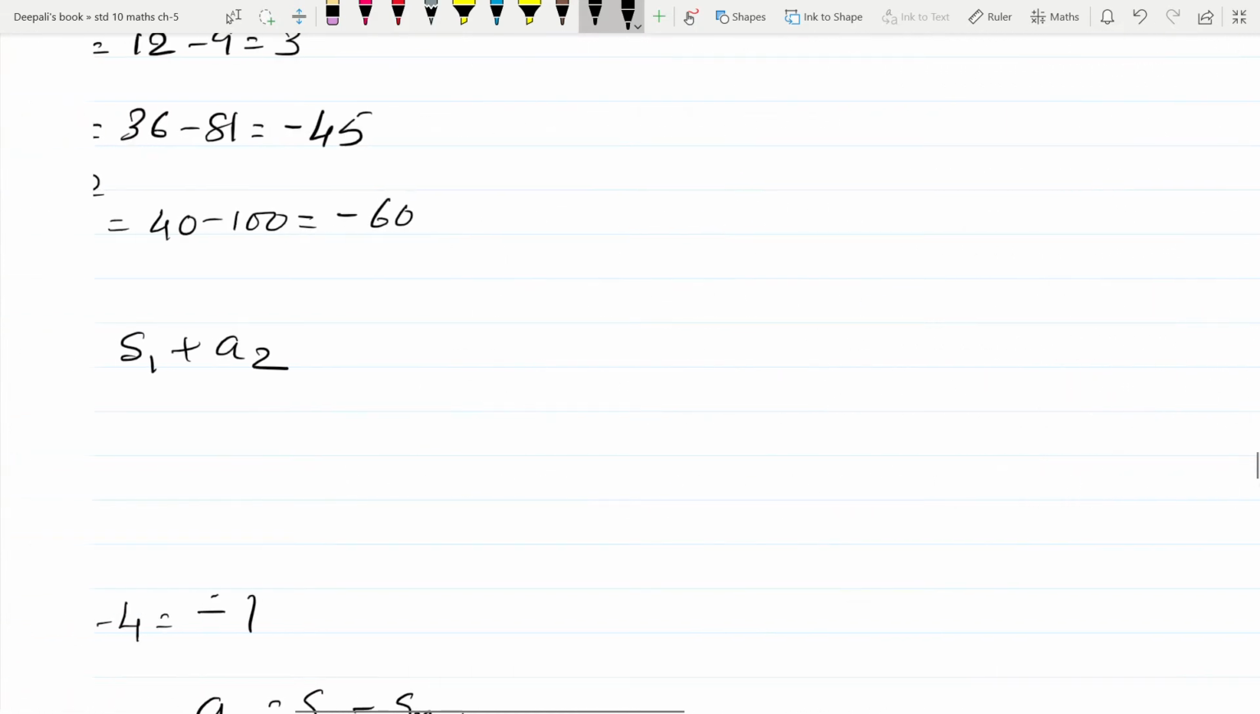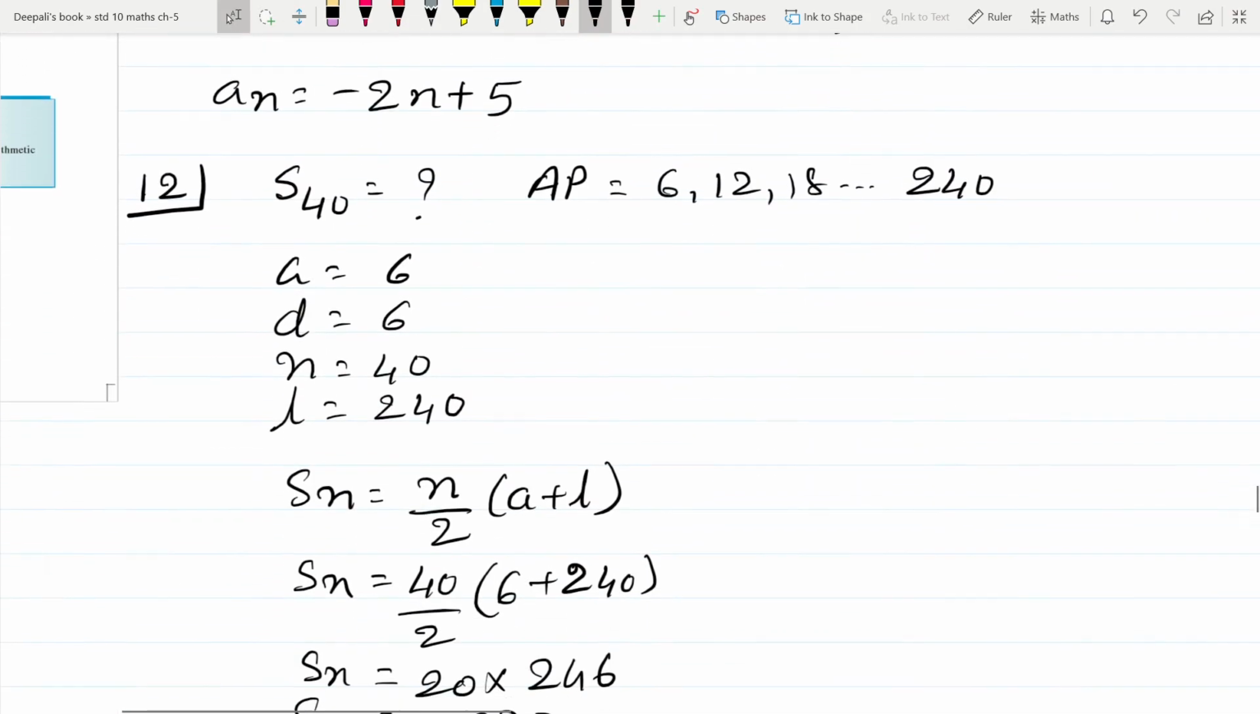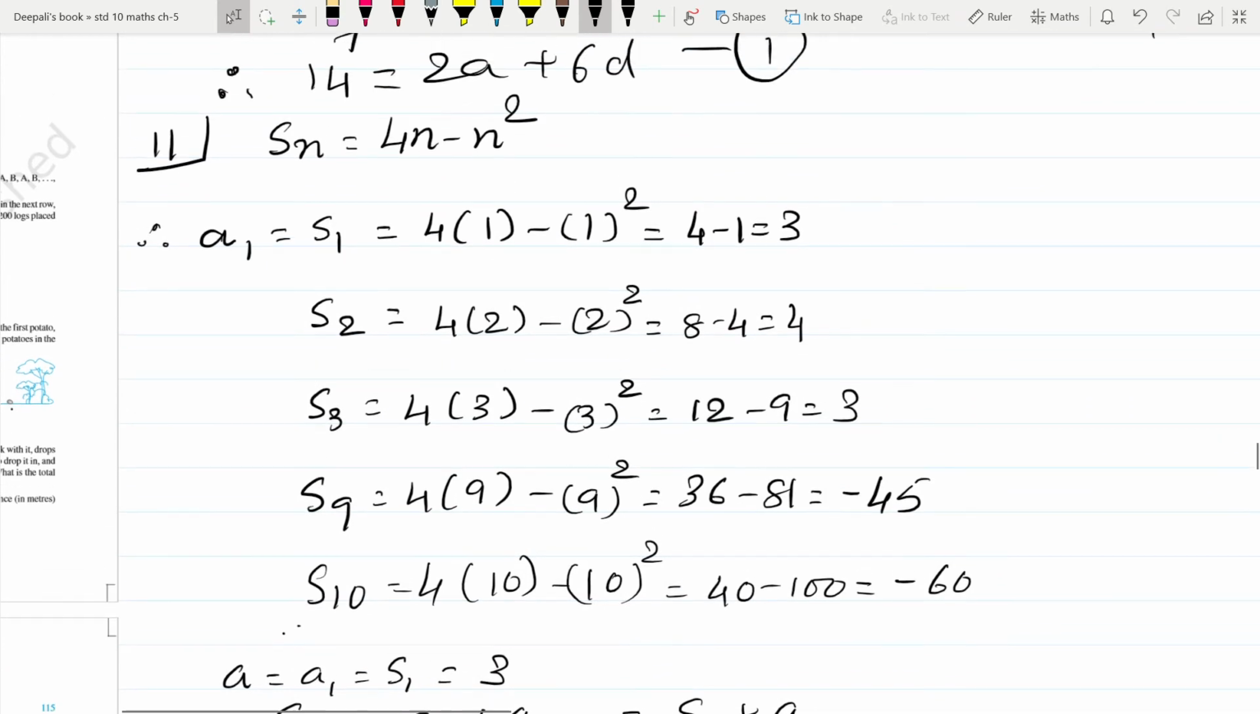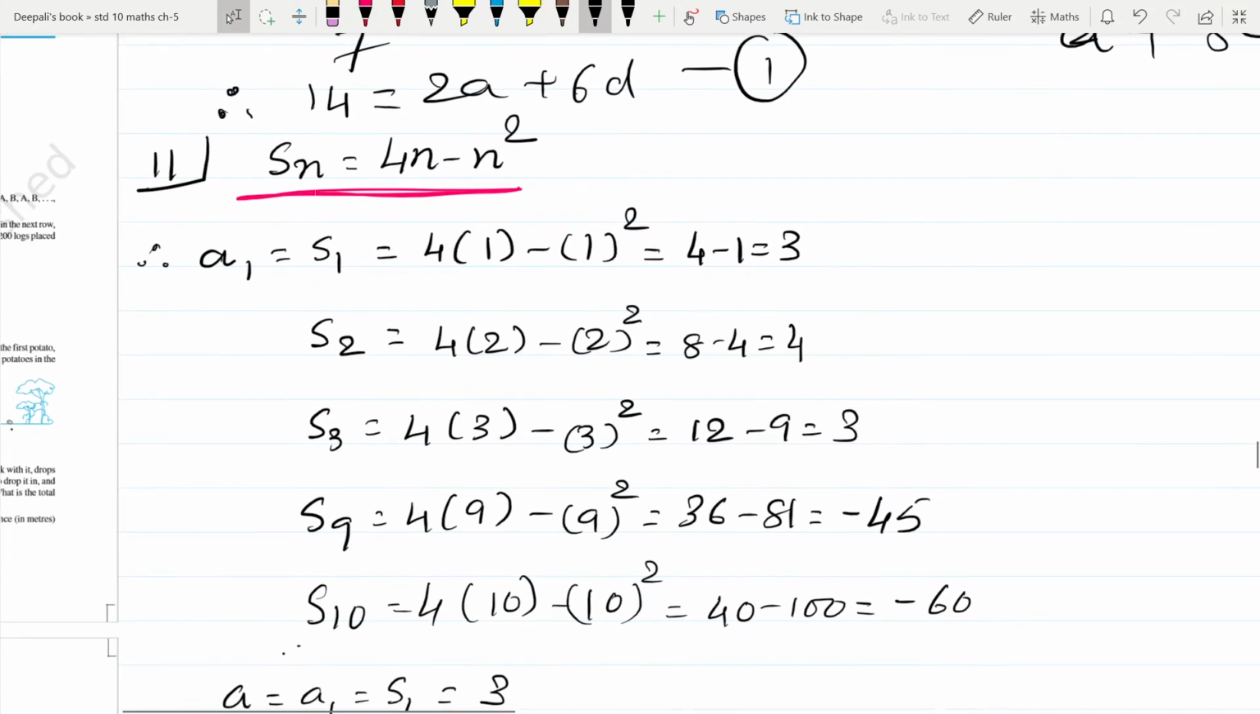Now let us go to the 11th question. The question is, if the sum of first n terms of the AP is given as 4n minus n square, then I am supposed to find the first term, the sum of first two terms and the second term. Similarly, the third and the 10th term. Same it is, but a lengthy one.